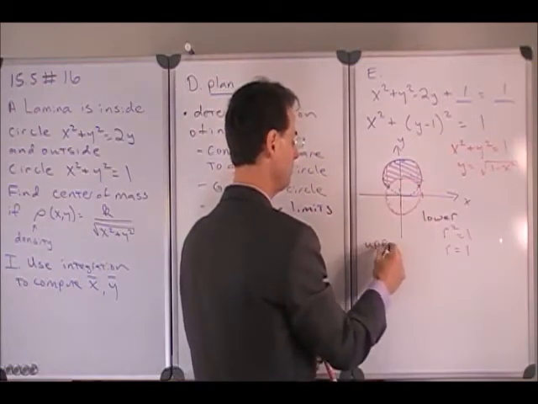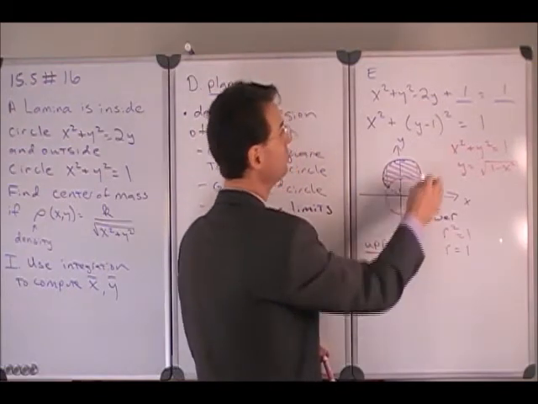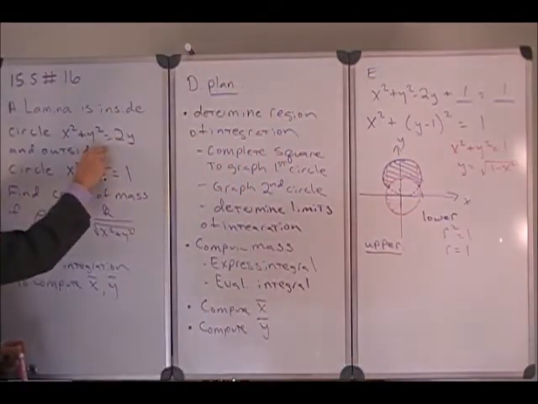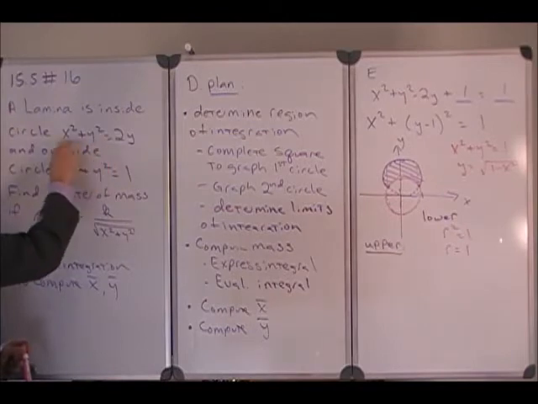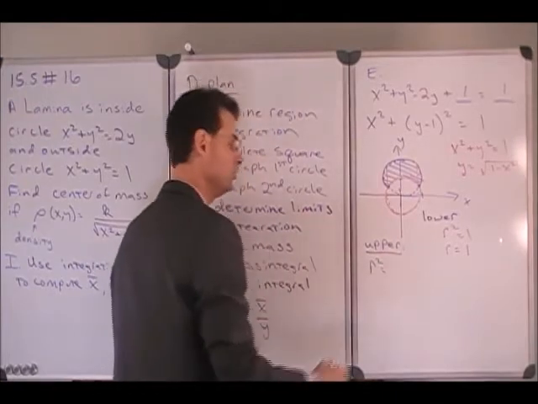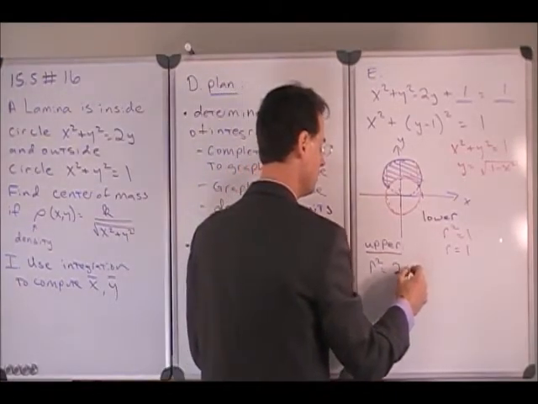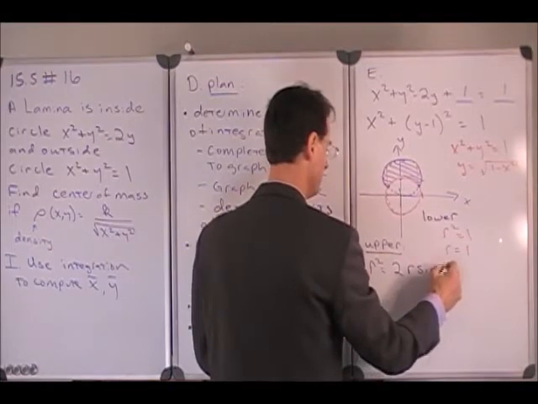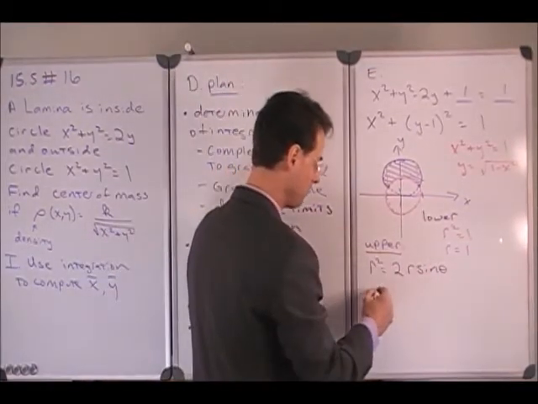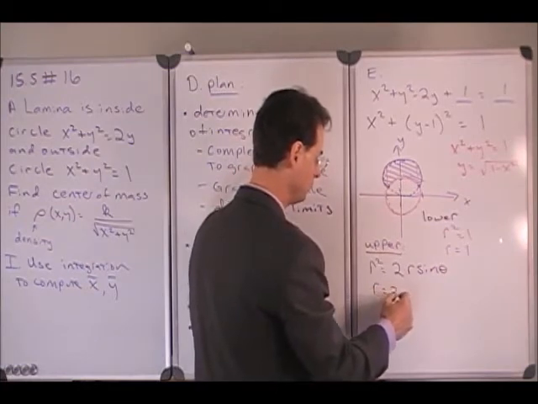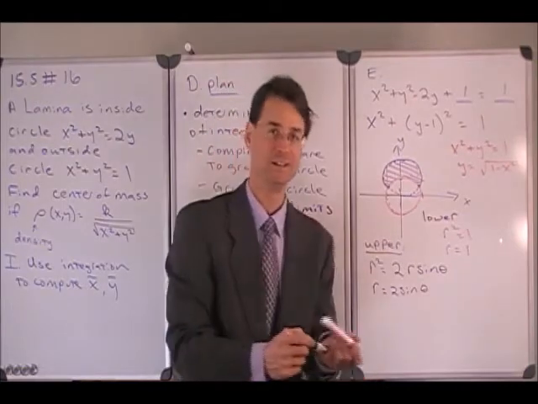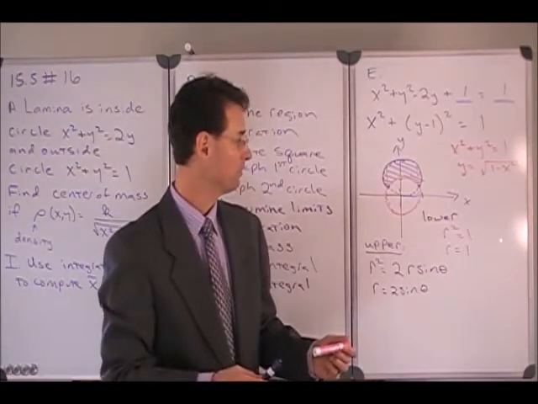Now, if we think about the upper, we could start here, but it's actually a little more instructive to start here because we can substitute in x squared plus y squared is r squared, and setting that equal to 2y, y is r sine theta. So now one of the factors of r's cancels out, and we end up with r equals 2 sine theta as the equation of our upper curve.